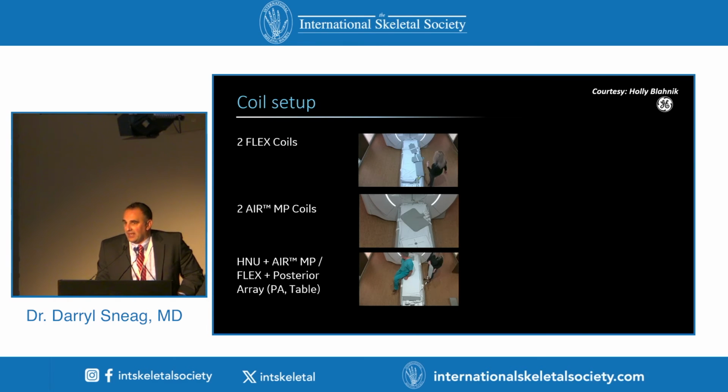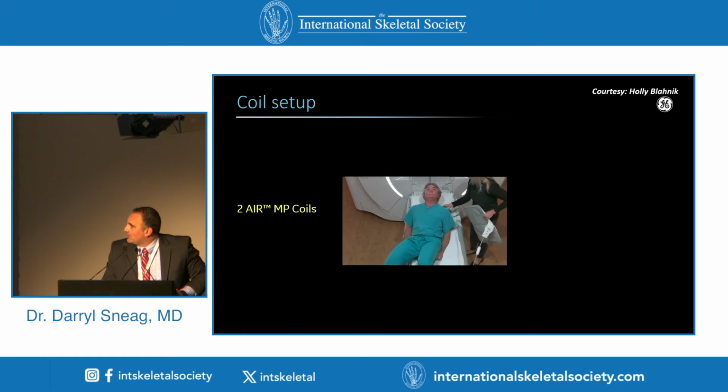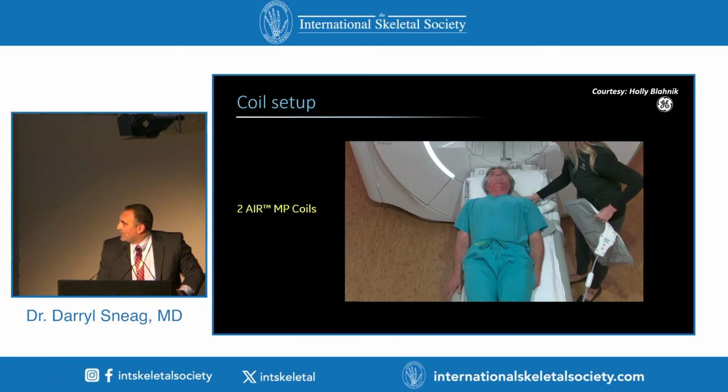Just to highlight the coil setups, one of the most challenging regions of the body in my mind is imaging the brachial plexus, because you're dealing with a concave region where the B0 is very inhomogeneous. So you want to get coils right into that area. Here are different options. On the top, you can use 2 flexible coils. Here are 2 AIR MP coils. And lastly, you can use a head and neck unit with a combination of the AIR MP or flex and a posterior array. I'd like to highlight the use of the 2 AIR MP coils because of the ease of setup for the patient.